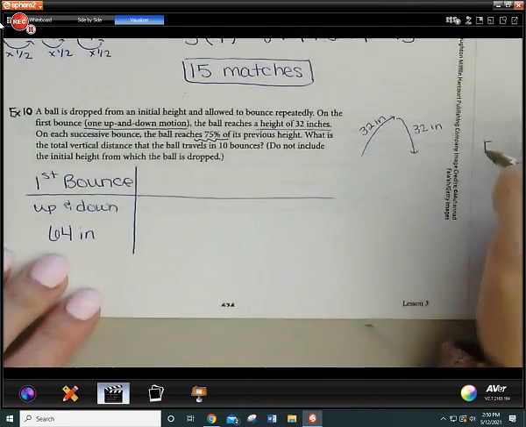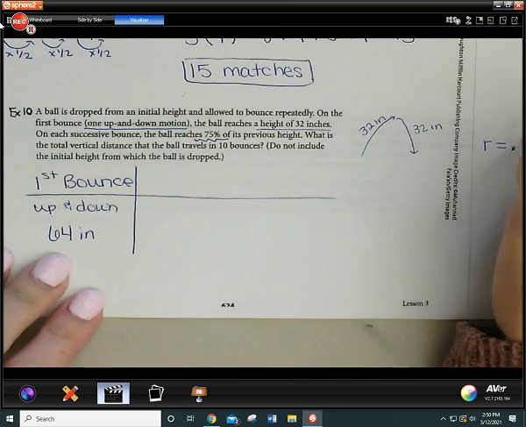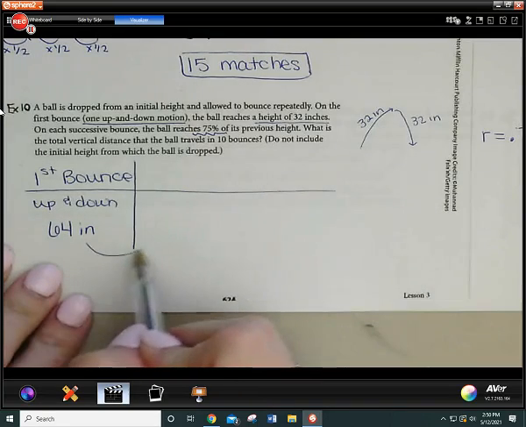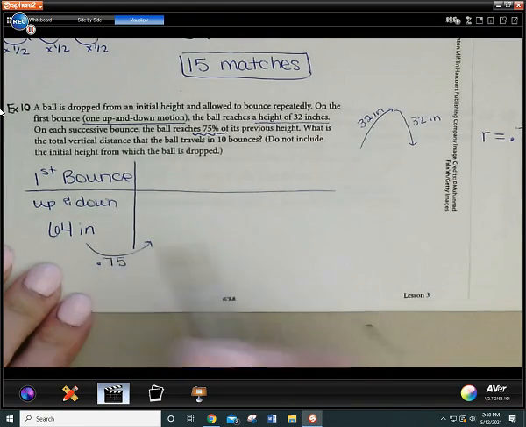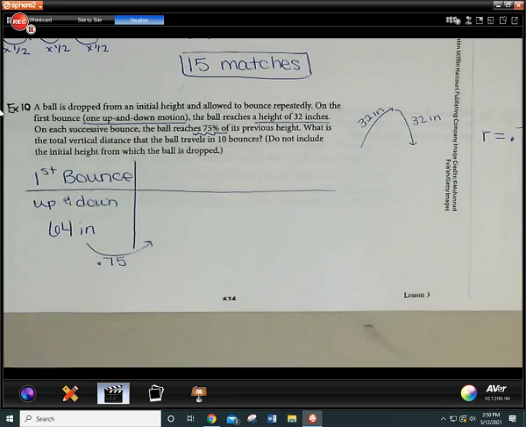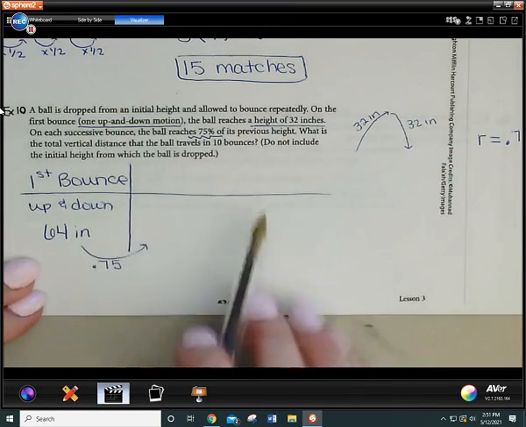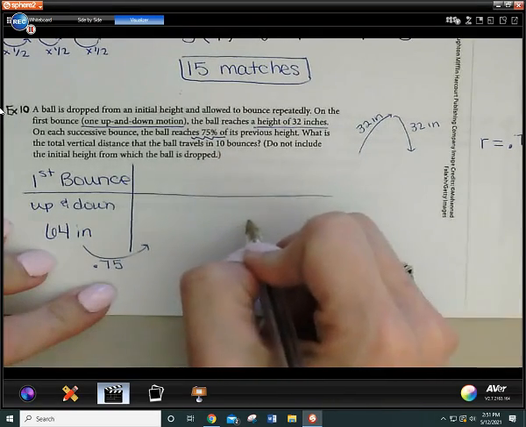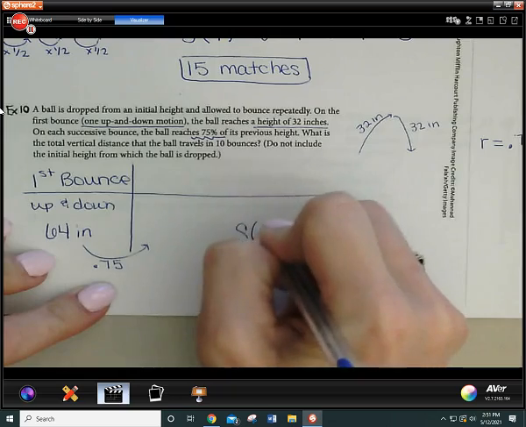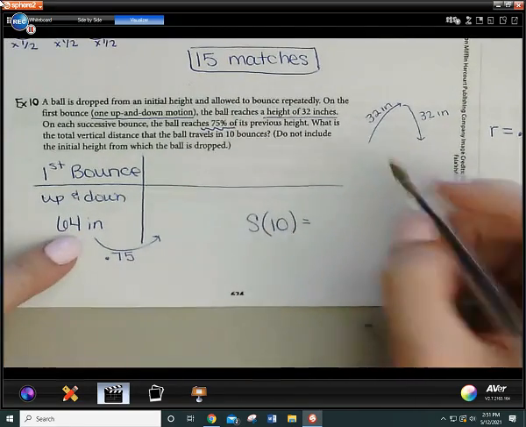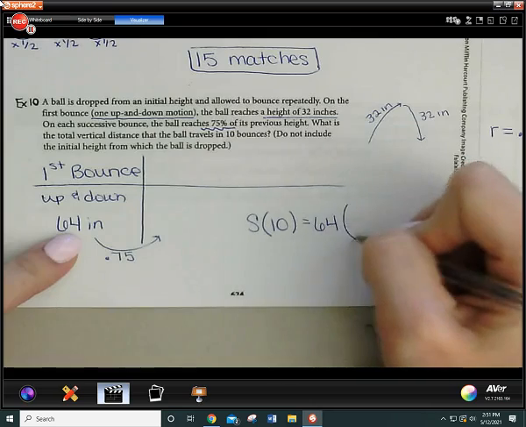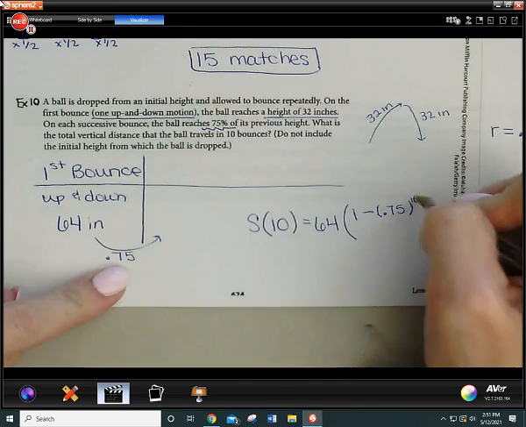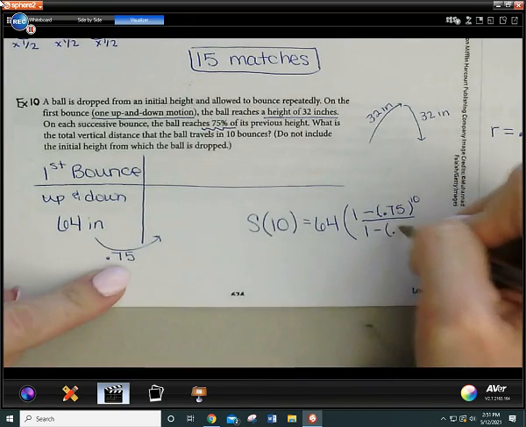So the rate, or the ratio, is 75%. Remember 75% is 0.75. So I'm going to take that times 0.75. I could keep doing that 10 times, but 10 is kind of a big number for me, and I don't want to expand that out 10 times. So I'm going to use the summation. We're going to find the sum of the first 10 terms equals the first term, 64, times 1 minus our r, 0.75 to the 10th, over 1 minus that 0.75.